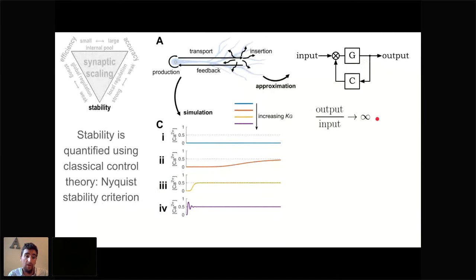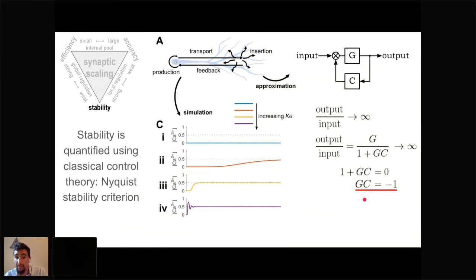We can then solve an equation for output over input. Using the block diagram, this transfer function is equal to G over 1 plus GC. And again, we have instability when that quantity goes to infinity. We can now calculate what makes this quantity go to infinity with simple algebra. And it's when the denominator goes to 0, which is when GC is equal to -1. Now, this point at -1 is important, again, because it represents system instability when the transfer function goes to infinity. But what does any of this have to do with a neuron?